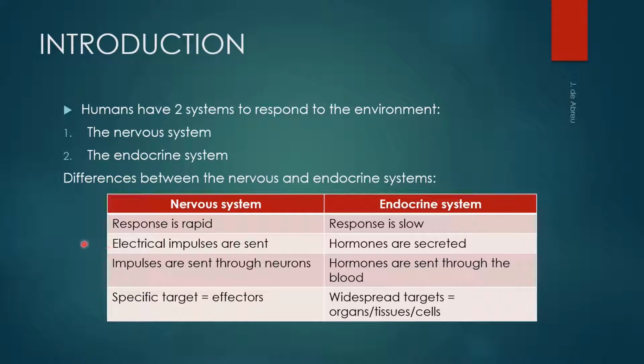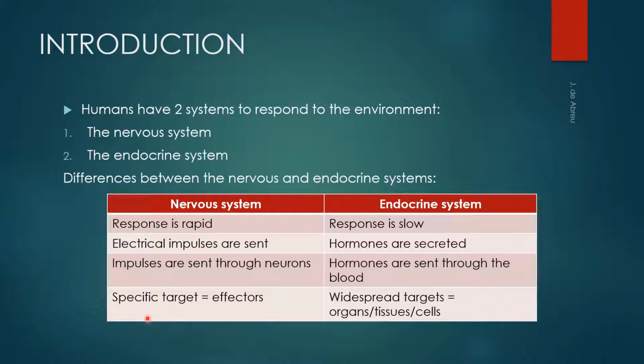In the nervous system, electrical impulses are sent, whereas in the endocrine system, hormones are secreted. Then where and how are they transmitted? In the nervous system, impulses are sent through neurons, whereas in the endocrine system, it is sent through blood. So hormones are secreted into the blood. And then in the nervous system, the specific target organs are effectors, which are your muscles that contract or relax to bring about a specific action.